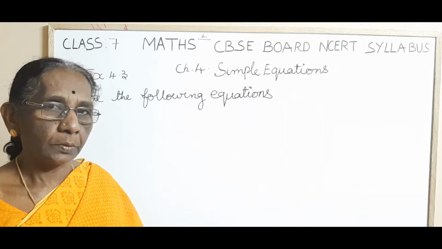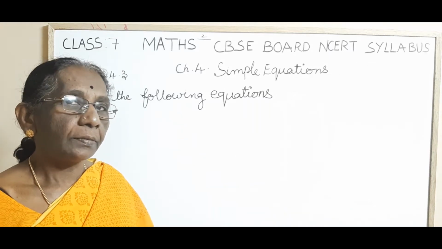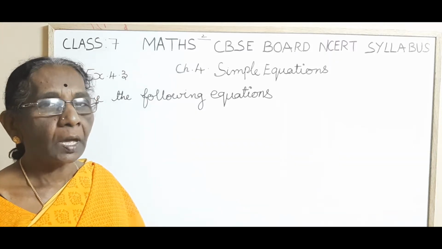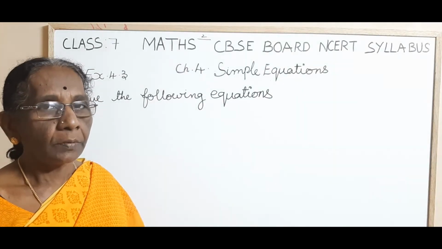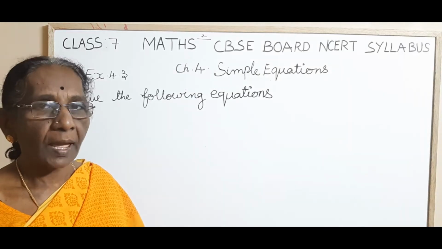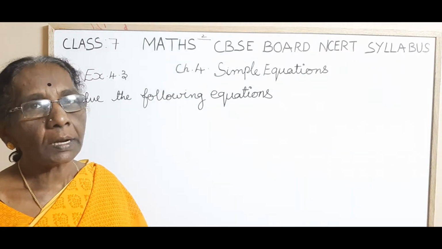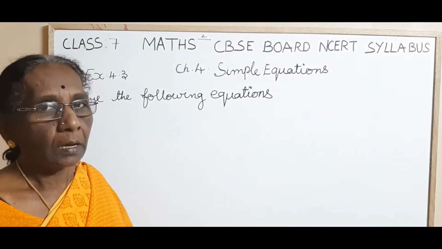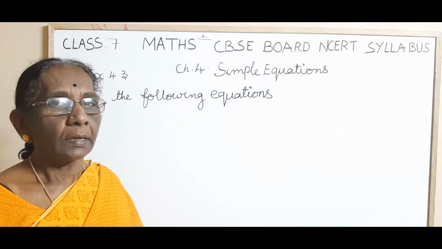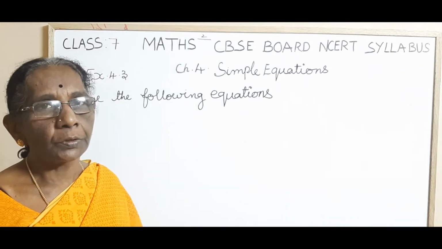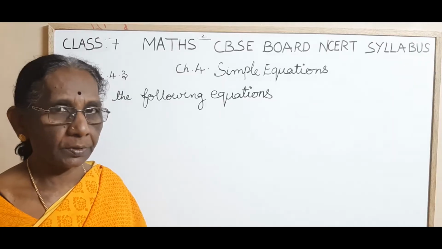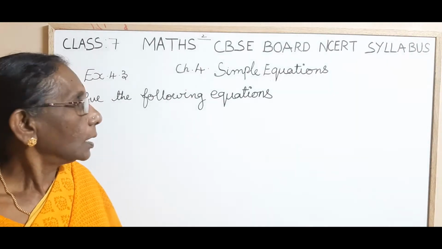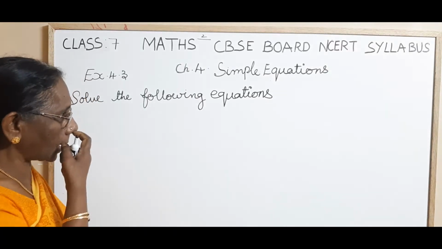The new method is what? Instead of writing add 5 to both sides or subtract 5 from both sides, we are going to use a new word, transpose. Adding to both sides a number, instead of that, we are going to use a new term, transposing. Transposing means changing the side. Now I'll give an example so that we can understand.